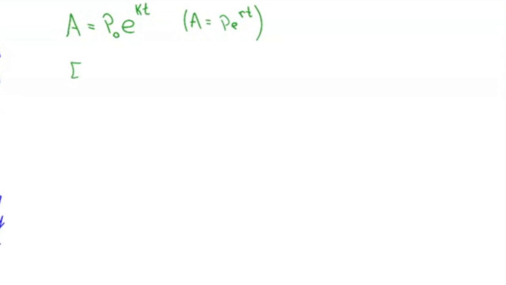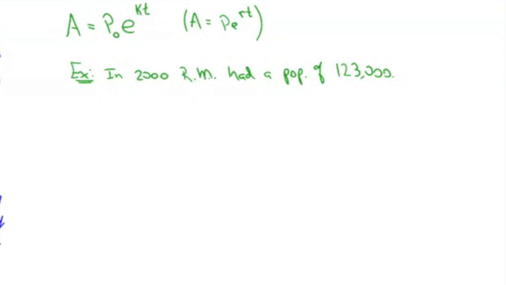So for example, let's do a population growth. In 2000, Rocky Mount had a population of 123,000. In 2012, Rocky Mount had a population of 112,000.